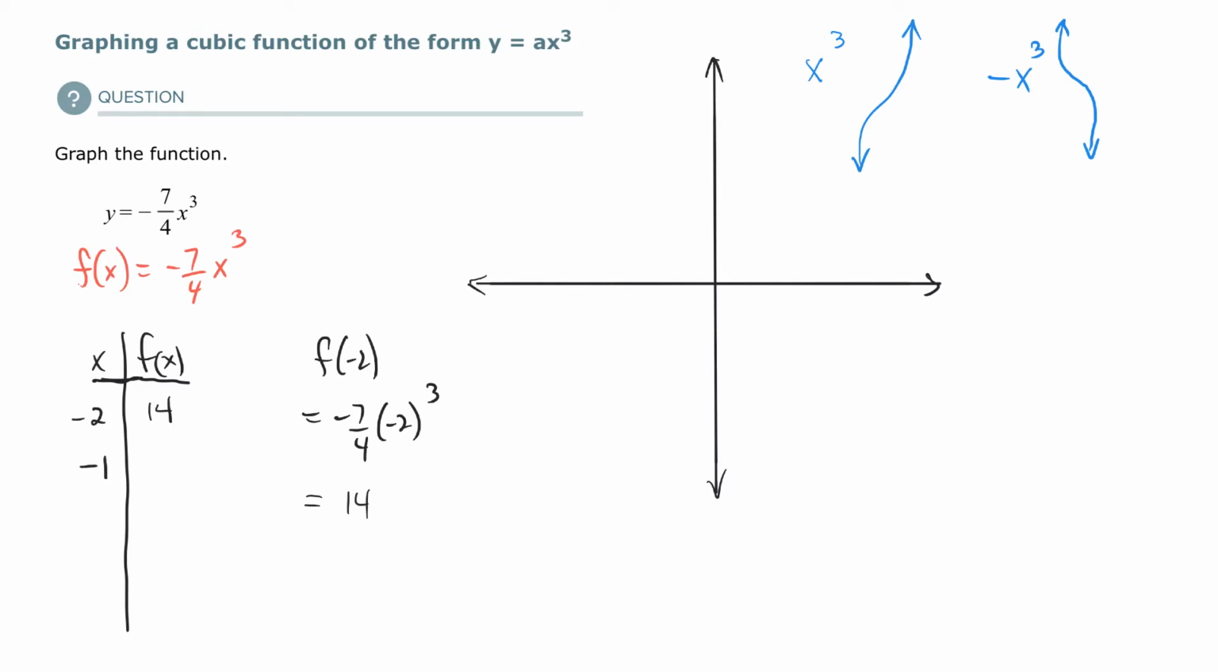-1, you get +7/4. 0, you get 0. And then we get a nice symmetry going on. If you put 1, we get -7/4. And if you put 2, you end up getting -14.